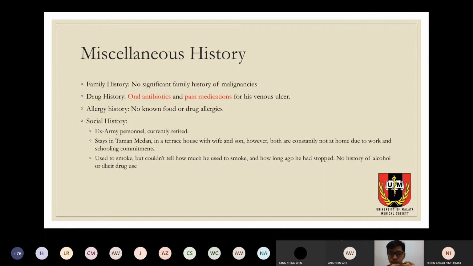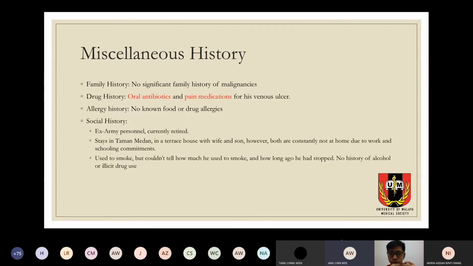Okay, so also nothing much here. Miscellaneous history would be family history. The patient had no significant family history of any malignancies. Drug history wise, he has taken his oral antibiotics and some pain medication, which he doesn't remember. No known food or drug allergies. For social history, he was an ex-army personnel, currently retired for about 10 years. He stays in Taman Medan in a terrace house with his wife and son, but currently both are not around. He used to smoke, but he couldn't really specify how much or how long ago he stopped. No history of alcohol or illicit drug use. So the history has ended.